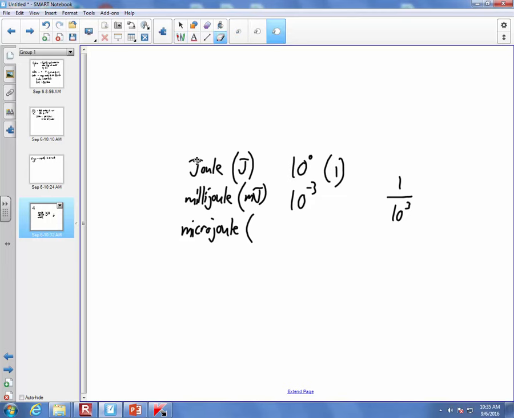So this would be 10 to the negative 6. So micros are 10 to the negative 6. They're millionths. Don't ever say thousandths.